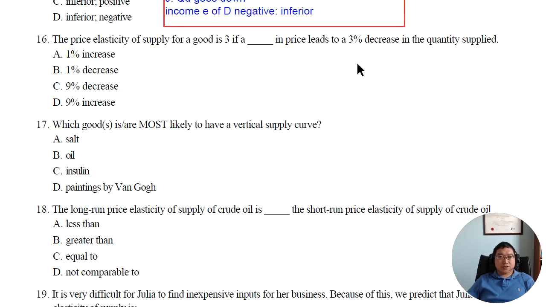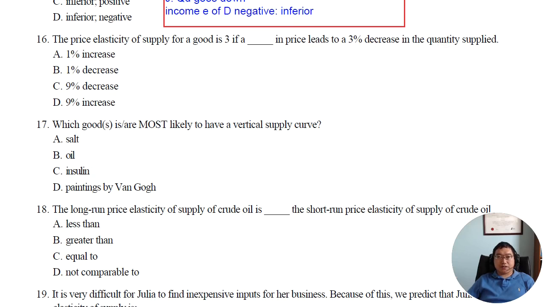So this is question 16 to question 20 in homework 6. Let's look at question 16. The price elasticity of supply for a good is 3. If a price change of some magnitude and direction, how much is the increase or decrease? Basically a magnitude and a direction, right? Leads to a 3% decrease in the quantity supplied.